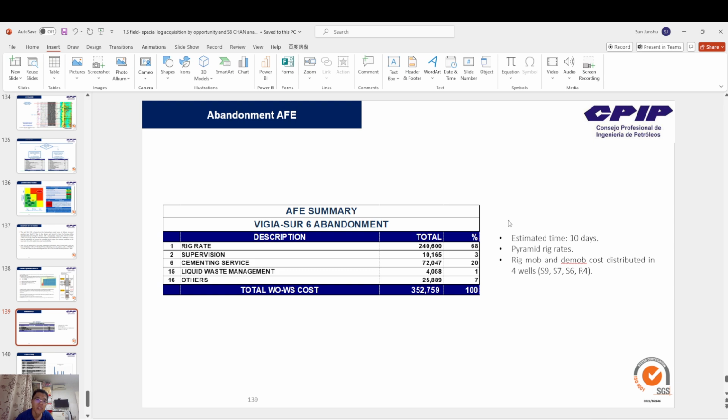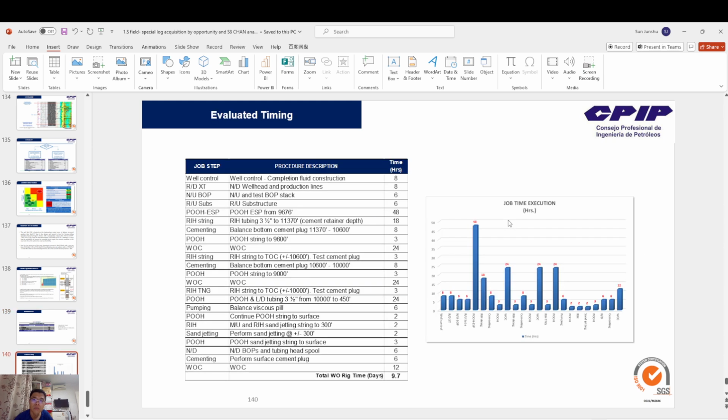Abandonment AFE. Estimated time 10 days. Rig cost totaling $352,000 US dollars. This is the estimated timing, totaling 10 days.